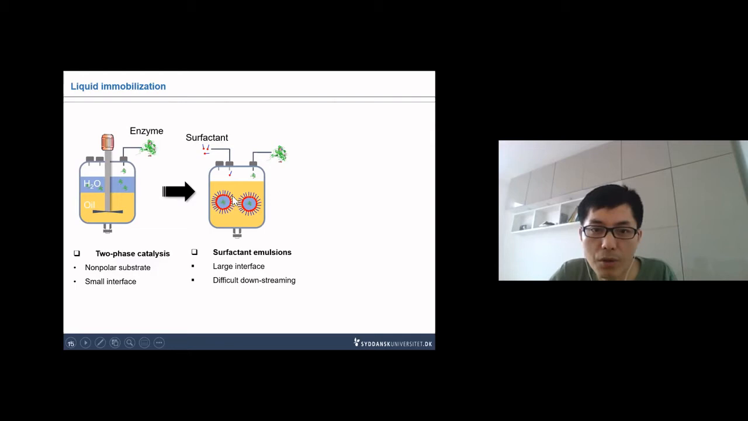This emulsion consists of many small water droplets with the enzyme inside. Because the water becomes very small droplets, this water phase has a very large surface contact. So in the end, the enzyme has very good contact with the substrate outside, and you will have good enzyme activity for the reaction. Unfortunately, such a process has never been applied in the industry, even though the enzyme has good activity. This is because after the reaction, it is very difficult to remove these small surfactants, these small detergents, from the emulsion. So this is problematic for the industry.